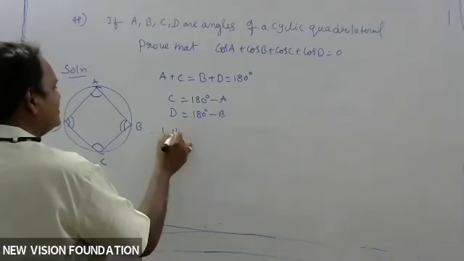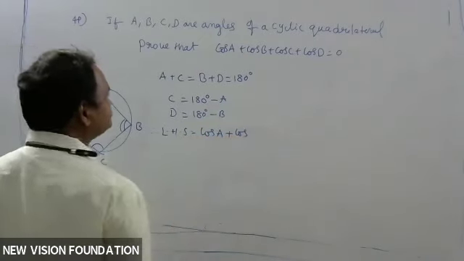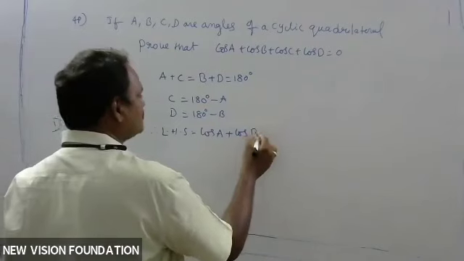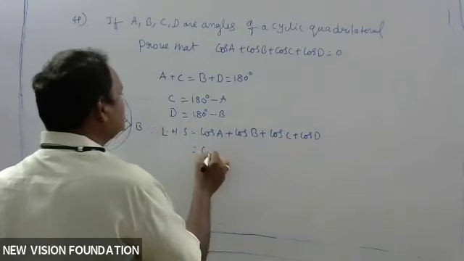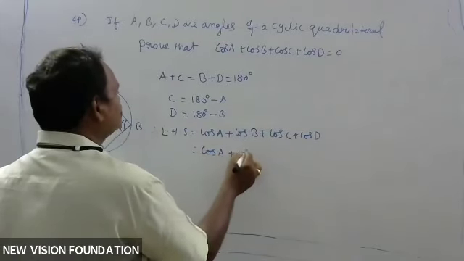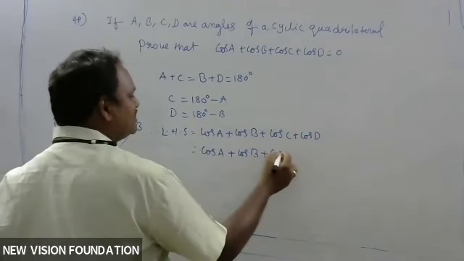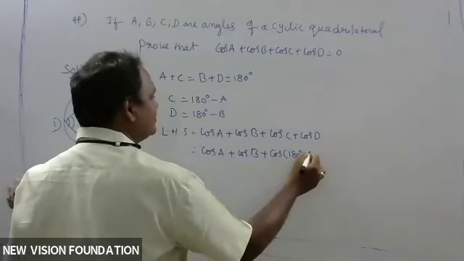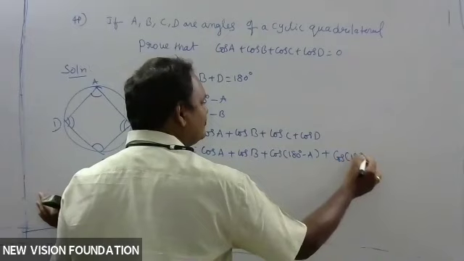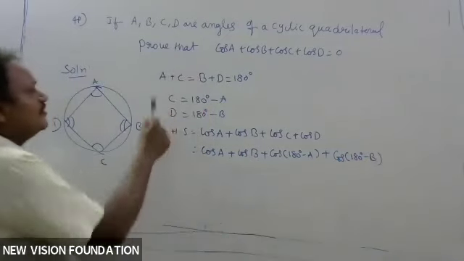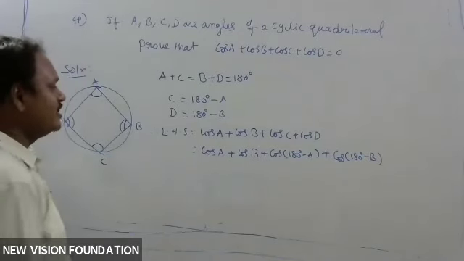Therefore, now you take the left hand side part. You have cos A plus cos B plus cos C plus cos D. Now let us write this as cos A plus cos B plus cos C. Cos C we can write as cos of 180 degrees minus A. Cos D we can write as cos of 180 degrees minus B. Right? Because we know the opposite angles sum is 180 degrees. That's why we are writing like this.